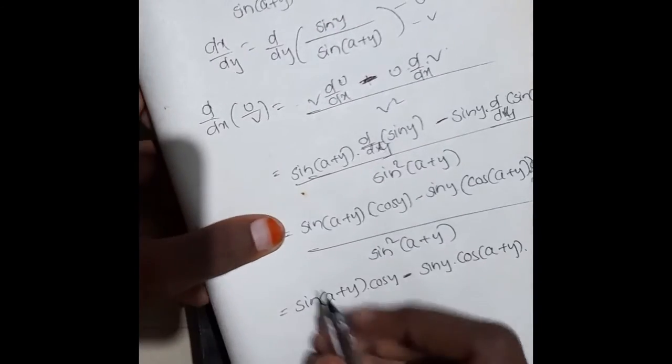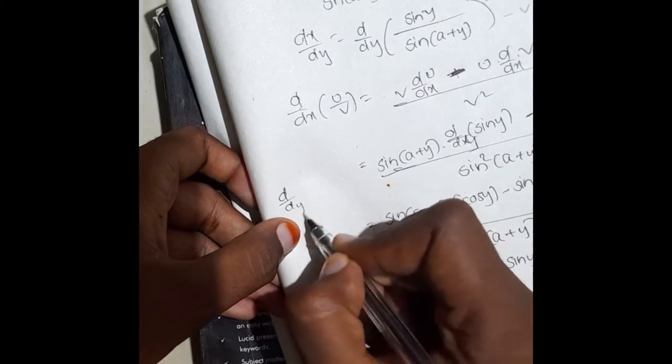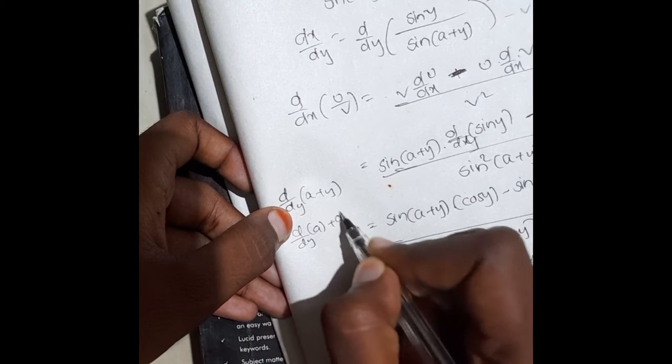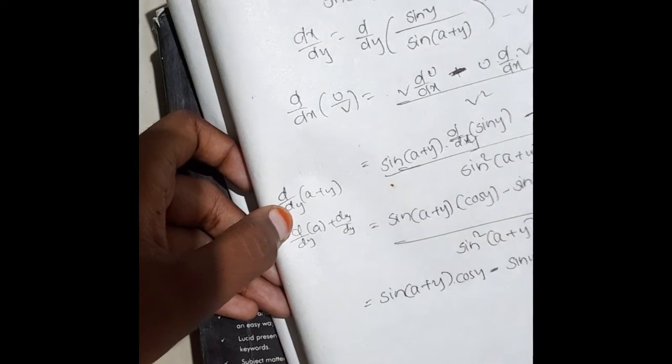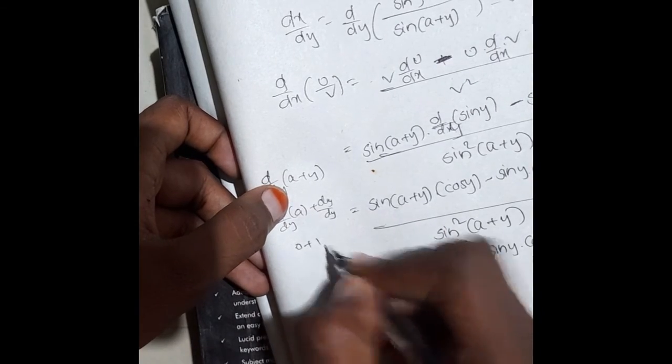So now let's find it separately here. D by dy of a plus y, right? Now d by dy of a plus d by dy of y. So what is it? It is 0 plus 1. So what is 0 plus 1? 1.